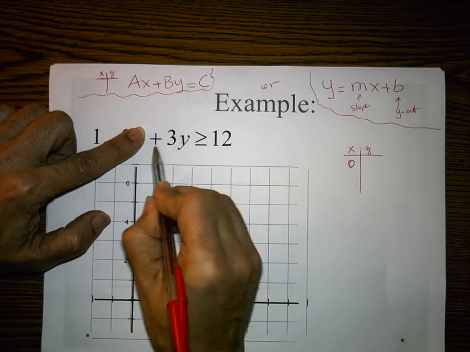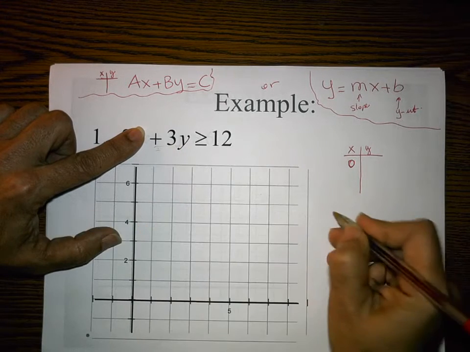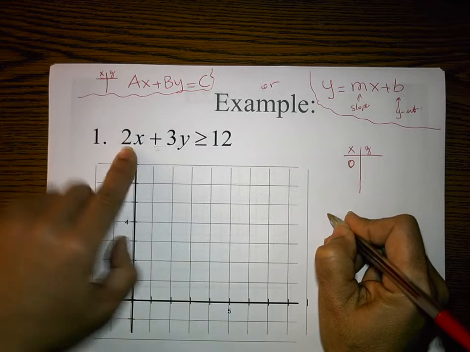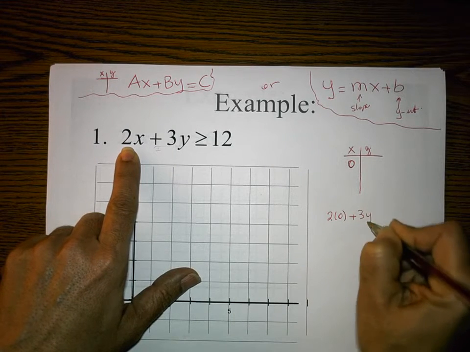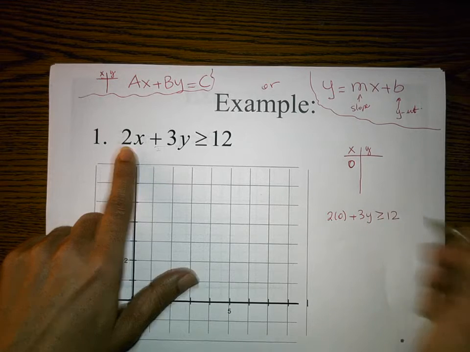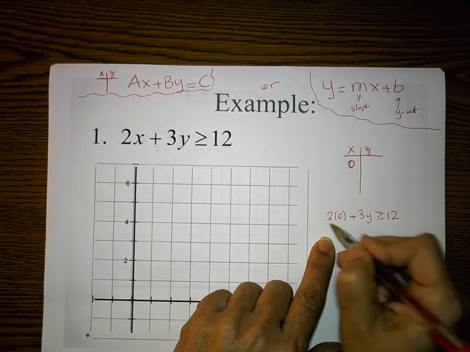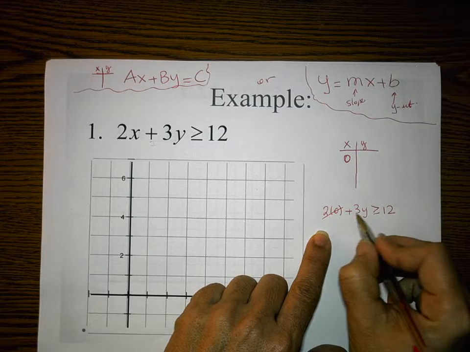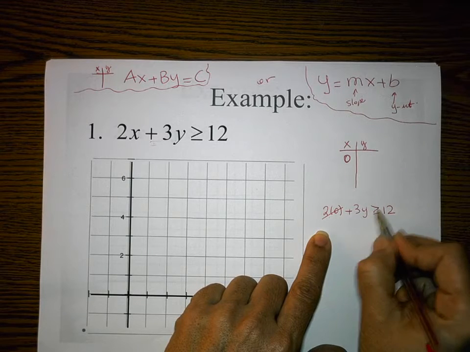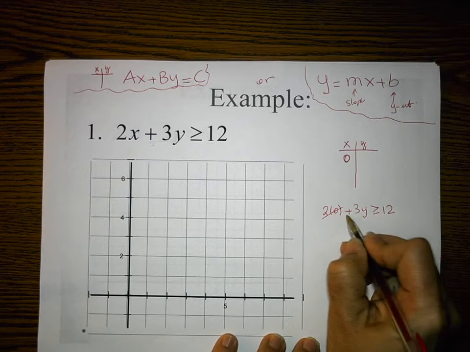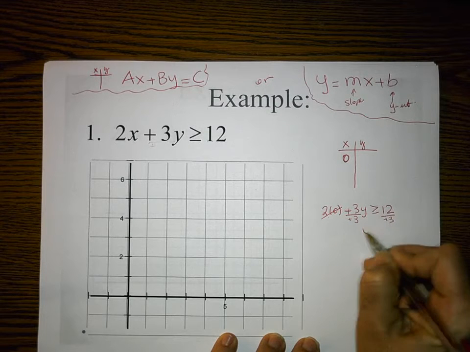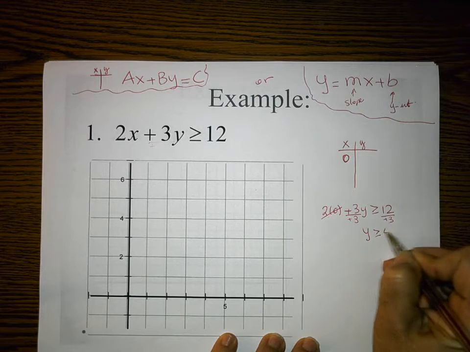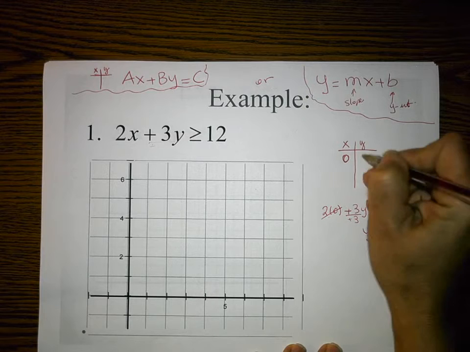So if I plug in a 0 for x, it would be 2 times 0 plus 3 times y is greater or equal to 12. So the 2 times 0, it's gone, it's 0. I have a positive 3y is greater than or equal to 12. That means you divide by a positive 3 on both sides. And you get that y is greater or equal to 4. And that's what we want, a 4.